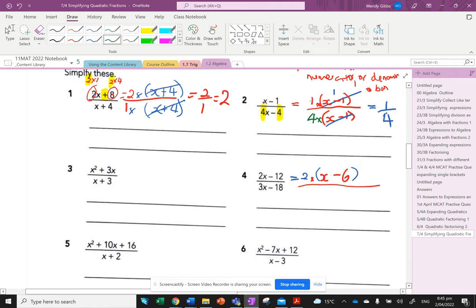Do I have a common factor on the bottom? Yes, because 3 times 6 is 18. So 3 is common. What does that leave me with? It leaves me with 3 times what is 3x? The answer is x. 3 times what is negative 18? Negative 6. So now I've got the same bracket. x minus 6 divided by x minus 6 is 1, leaving me with 2/3.